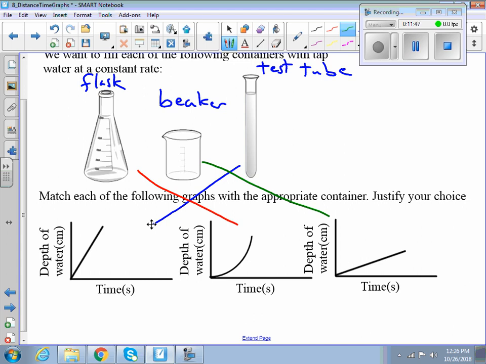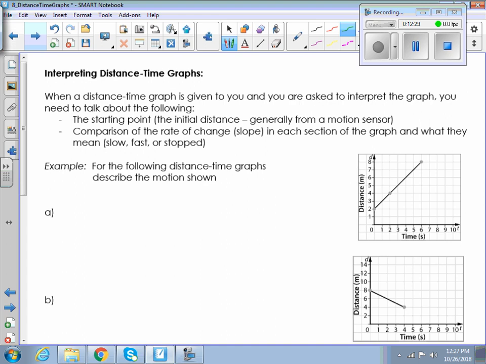The beaker is the last one because it's a wider cross section. It takes longer for the level to go up. So that last one is going to be the beaker, and the first one is going up faster. Therefore, that's your test tube. So whenever we want to show a faster movement, we are using a steeper line. Whenever we want to show slower, it's going to be less steep. And as we saw in the previous example, if it's stopped, it's going to be a horizontal line. If something is speeding up or slowing down, so it's not going at a constant rate, then we are going to have a nonlinear graph. Okay, a curve.